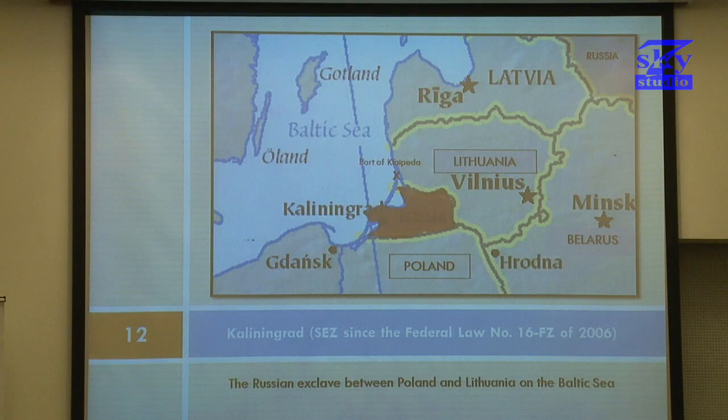Well, as can be observed in this map, Kaliningrad is a Russian exclave with access to the Baltic Sea, located between Poland and Lithuania. It has a special economic zone status until the 1st of April 2016, if it is not renewed, which entails favorable rules for payment of customs duties and incentives for large investments.